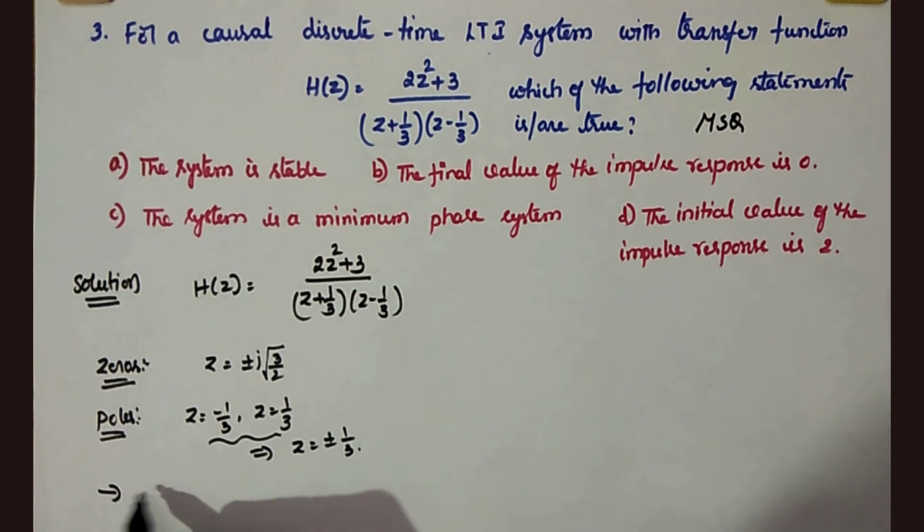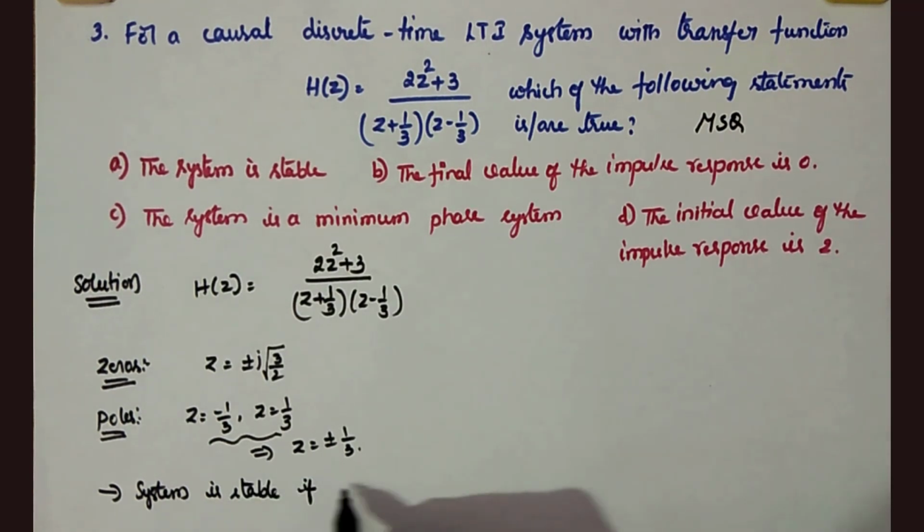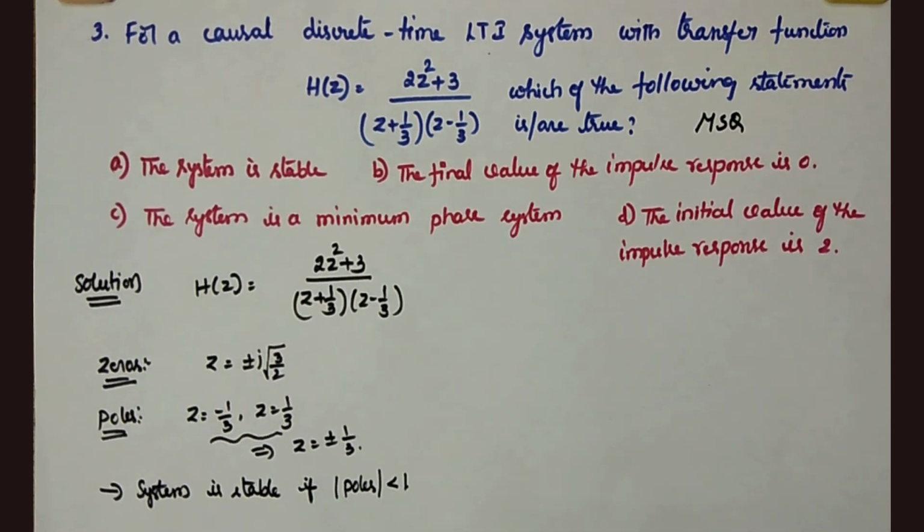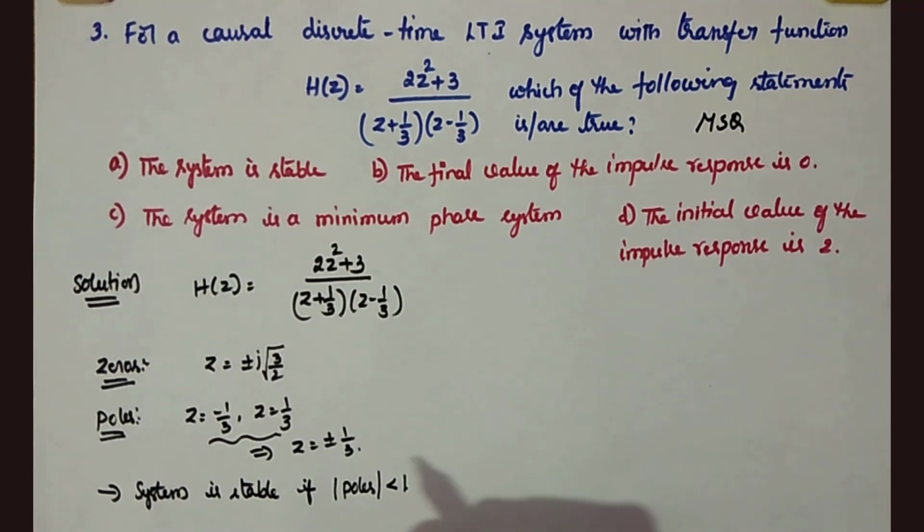For the system to be stable, the magnitude of the poles must be less than 1. That means the poles must lie inside the unit circle.